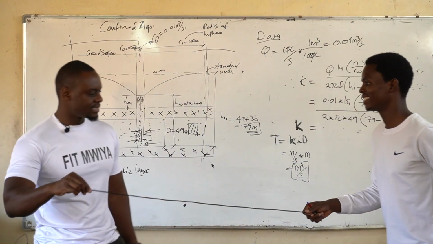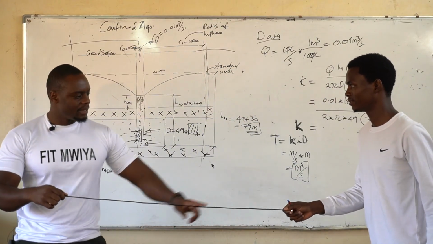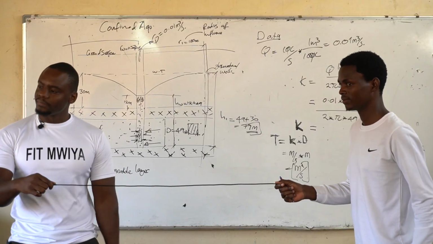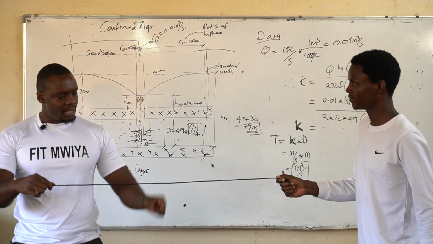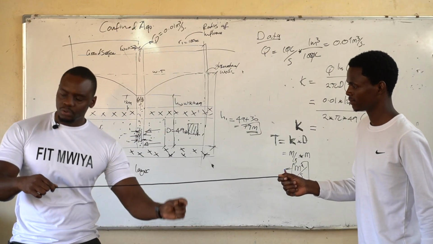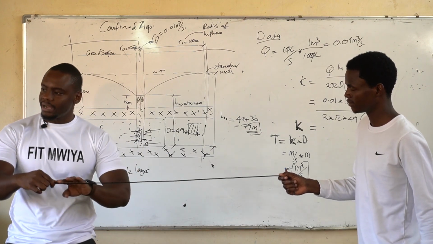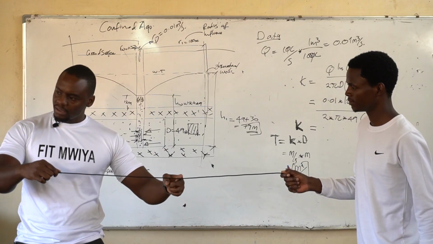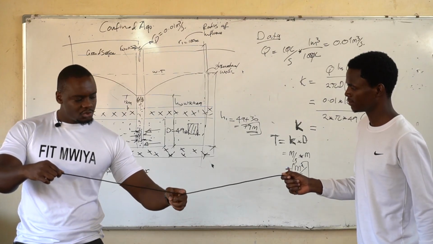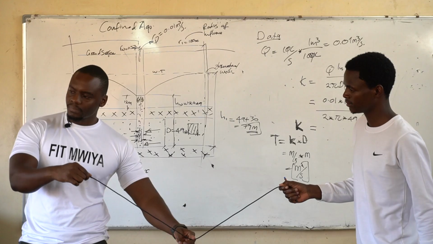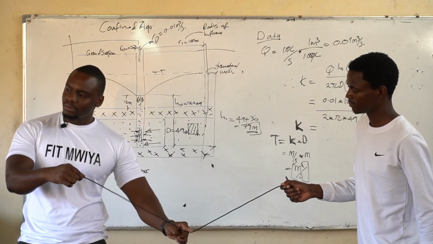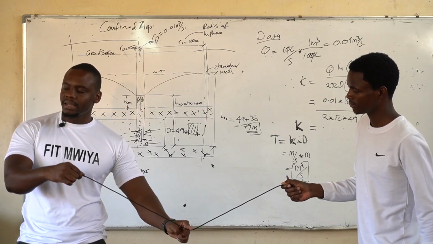So come and hold this just from there. Imagine this is your water table, right? And then somewhere here you've drilled through a borehole, and this borehole is dependent on how much water you're having. When you start drilling, the water level begins to drop. Are you seeing what's happening in the water table? It's forming a shape.